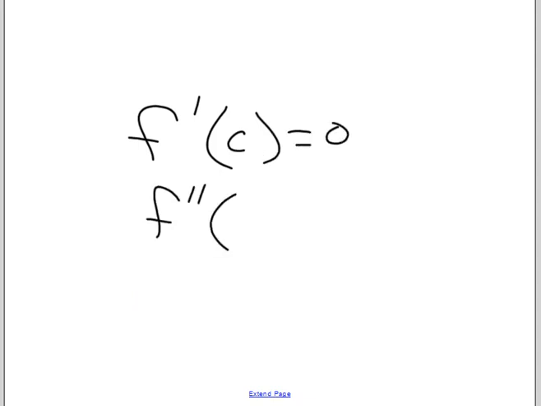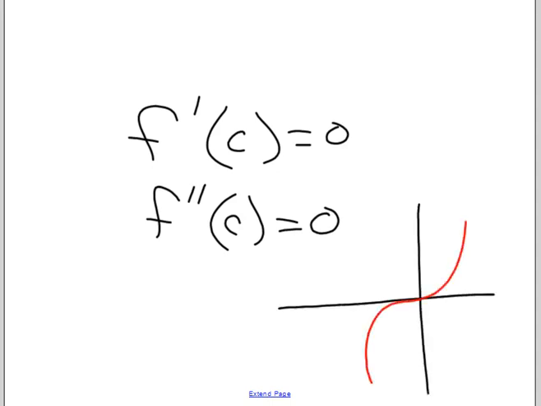So f double prime, let's see. If I got f prime of c is equal to 0, and it turned out that f double prime of c is equal to 0, then you've got something that looks like that. When the second derivative is equal to 0, that's a potential point of inflection. So it's not a max or a min. The first and second derivative tests are about showing that the point is a maximum or a minimum value.